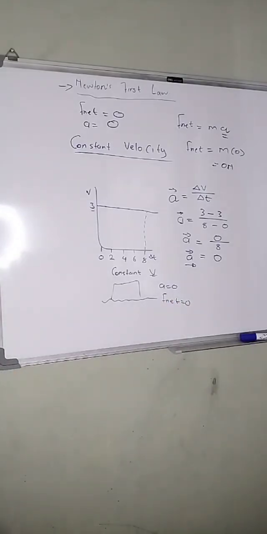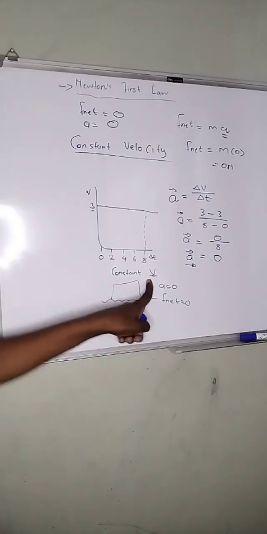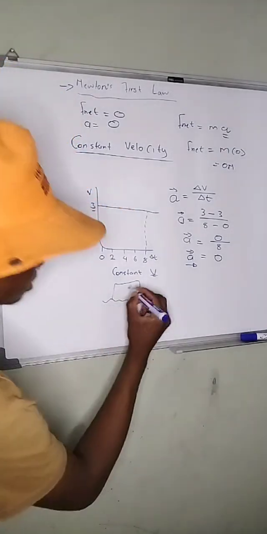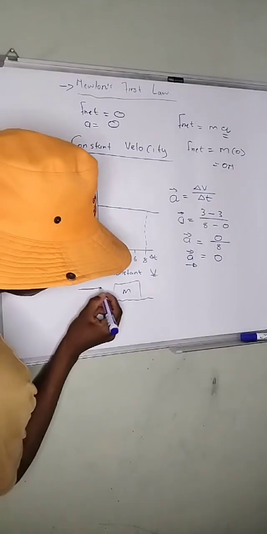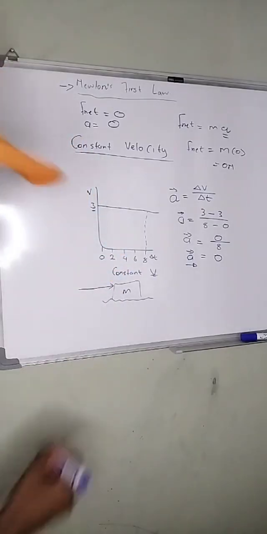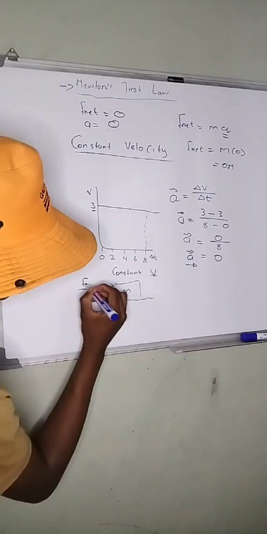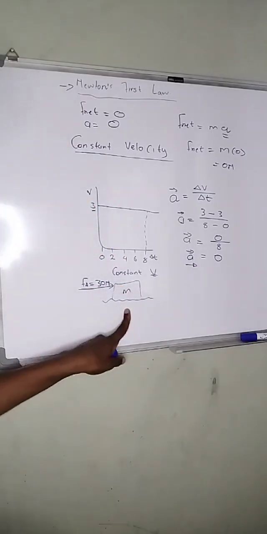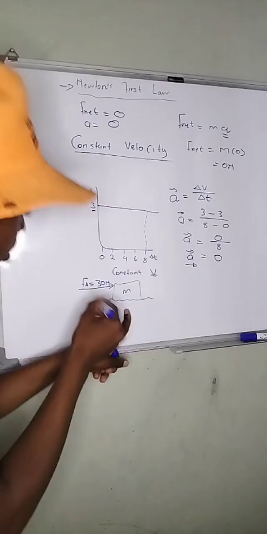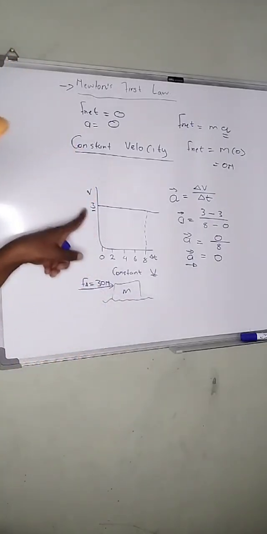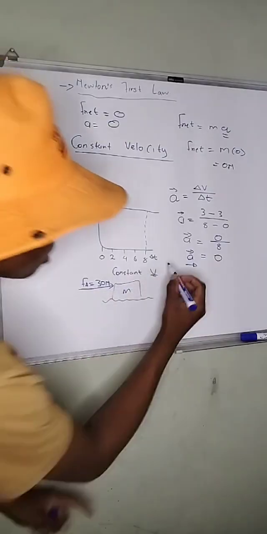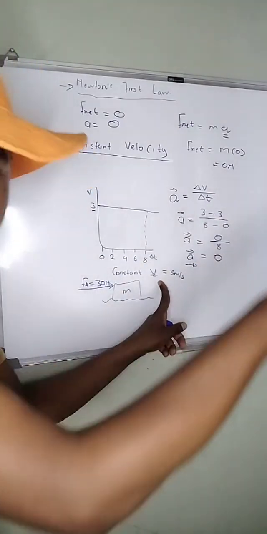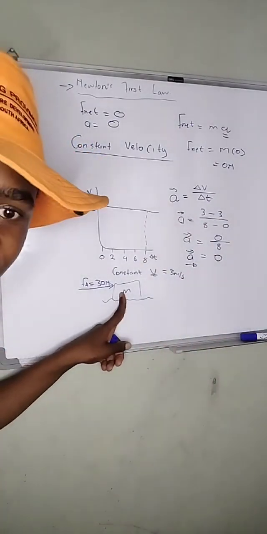and the F net is going to be 0. So if the object is moving at constant velocity, I want to ask you, let's say this object M is moving at constant velocity, and I'm pushing it with an applied force of 30 newtons on a rough surface. What's going to be the value of the friction, since the object is moving at the constant velocity of 3 meters per second in whichever direction?